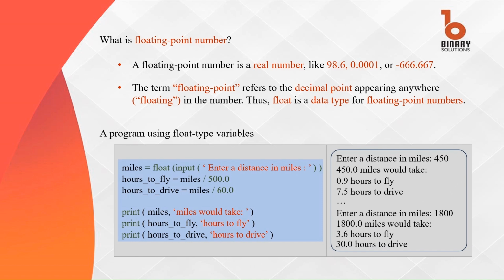Now that we've covered what floating point numbers are, let's dive into a real-world program using them. This program reads a distance in miles, converts it to a float, and calculates the time to fly or drive that distance. Flight time is calculated by dividing the distance by 500.0 flight speed and drive time by 60.0 driving speed. It then prints the distance and the respective times. For example, for 450 miles, it takes 0.9 hours to fly and 7.5 hours to drive. This demonstrates the practical use of floating point arithmetic.